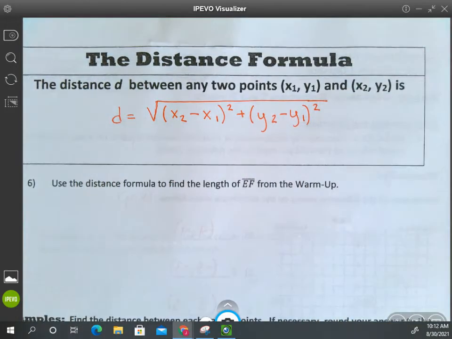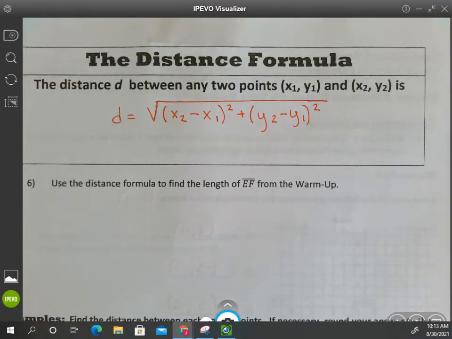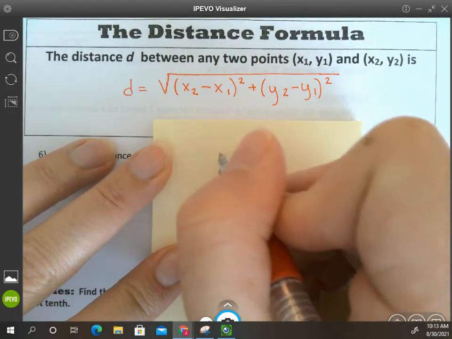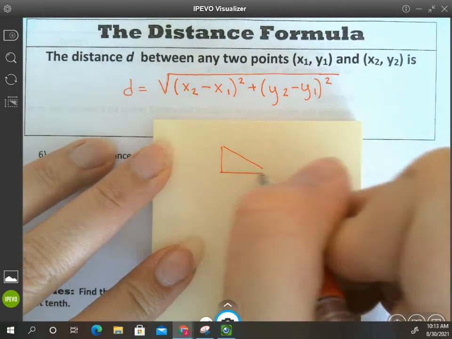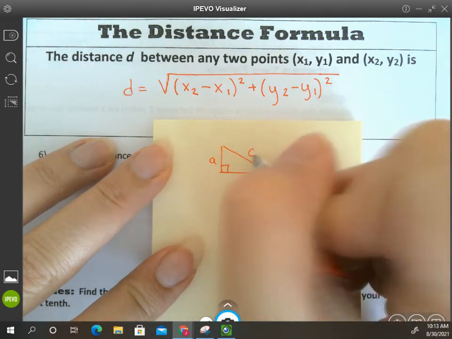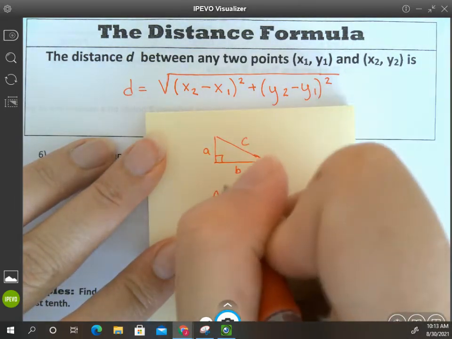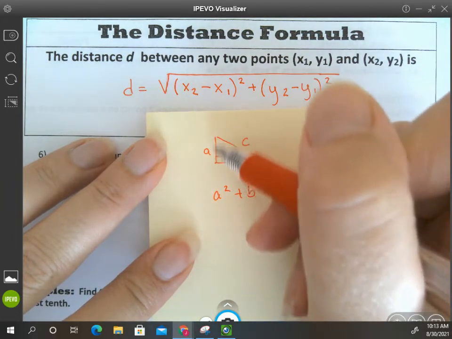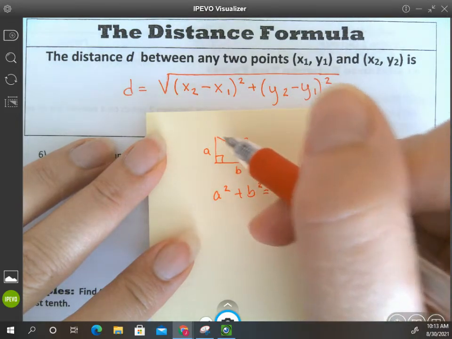Now, if you can take a minute, this is 100% the Pythagorean theorem. Pythagorean theorem you guys all know, right? A squared plus b squared equals c squared. So if I just take a quick second and I talk about that, you don't have to write this down, I'm just showing you. In a right triangle, we have A, B, and C. So we would say a squared plus b squared equals c squared. A is the length from here to here, B is the length here, and C is that hypotenuse.